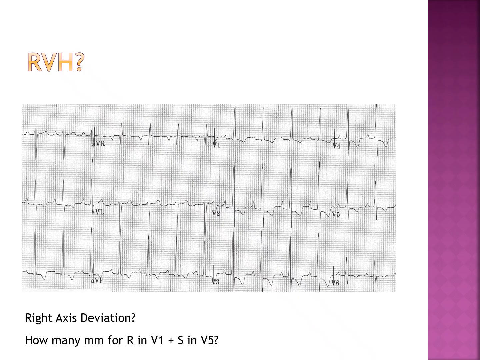So now I need to look for the R in V1 and the S in V5. So here's my R in V1, and it's about 17 millimeters if we were to count it out. And then my S in V5, and when we count that out, it's approximately 20 millimeters. Just looking at V5 all by itself, I can tell that we have hypertrophy. So we're greater than 10 millimeters. So we know that we have a right axis deviation. We know we have the increased size. So yes, we can say we have a right ventricular hypertrophy.